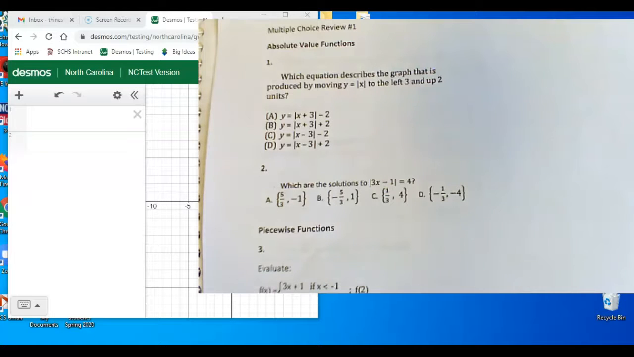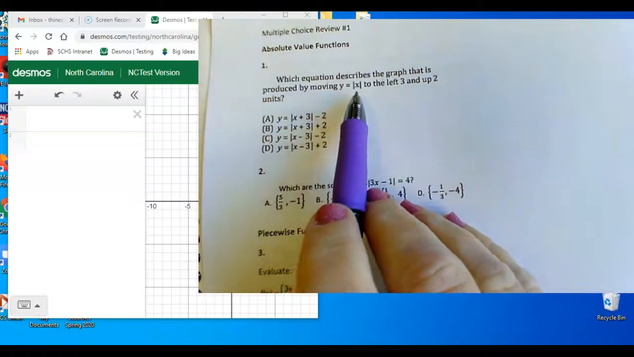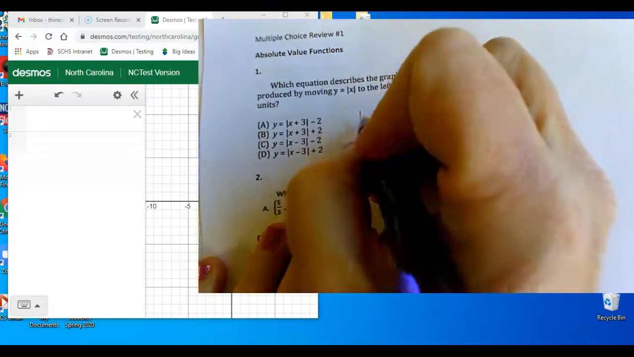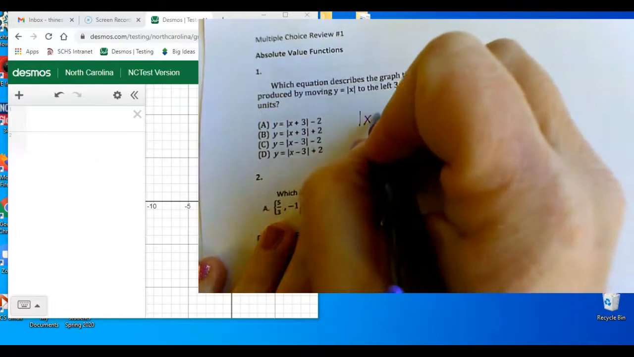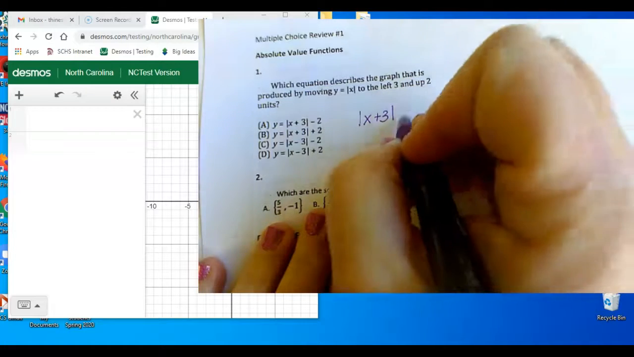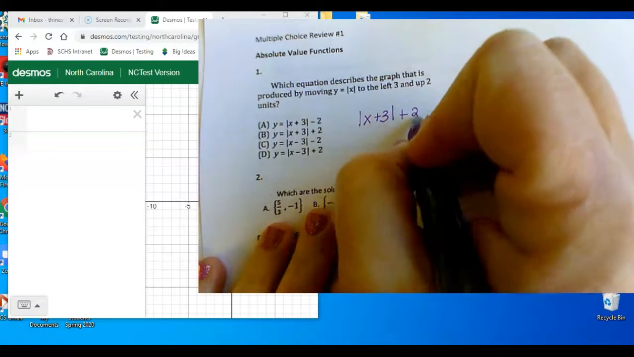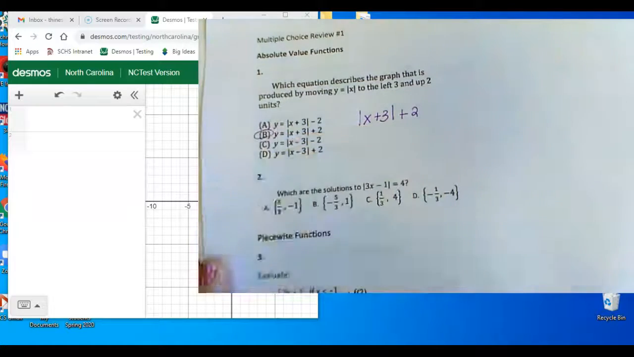Okay, let's look at our multiple choice questions. Number 1 asks, which describes the graph that moves y equals absolute value of x to the left 3 and up 2. Alright, left goes in the parentheses and it's opposite, so it should be a plus 3. Up 2, that goes outside the absolute values, should be a plus 2. So it feels like our answer should be B.